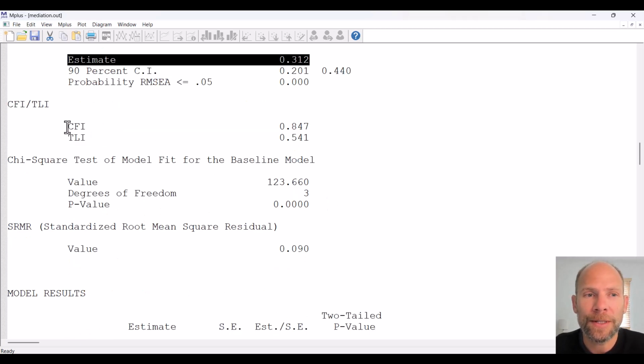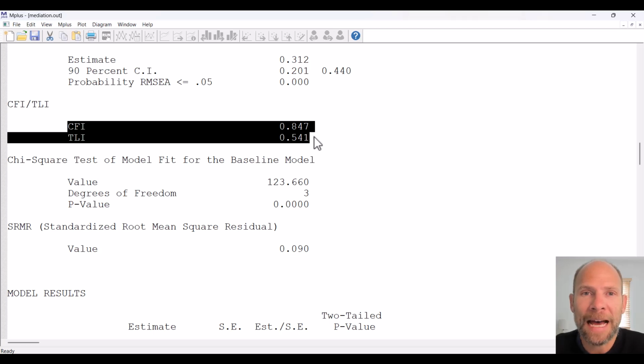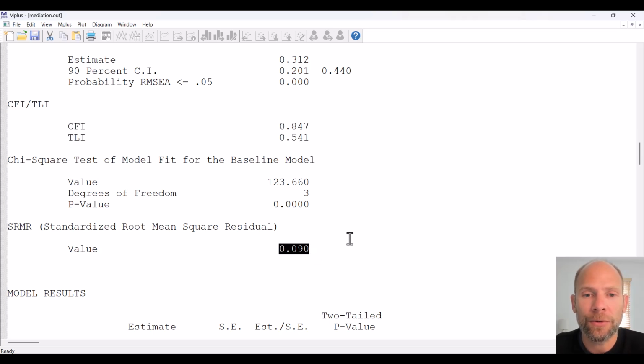And then also the CFI and TLI look bad. They should be above 0.95 for a good model, and here both of them are below 0.9. So that does not look good, and the SRMR is also relatively high at 0.09. It should be below 0.05 ideally, so it indicates that there's a significant residual here for that association between X and Y. So we can conclude from that there must be a direct effect also.